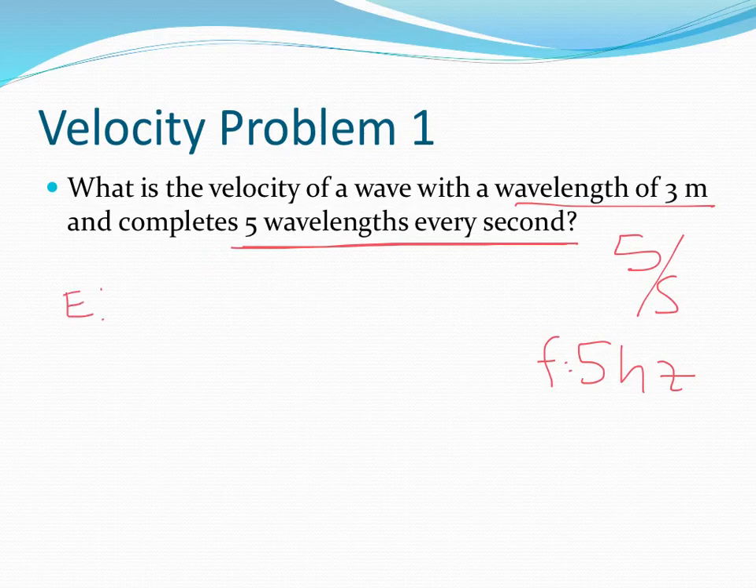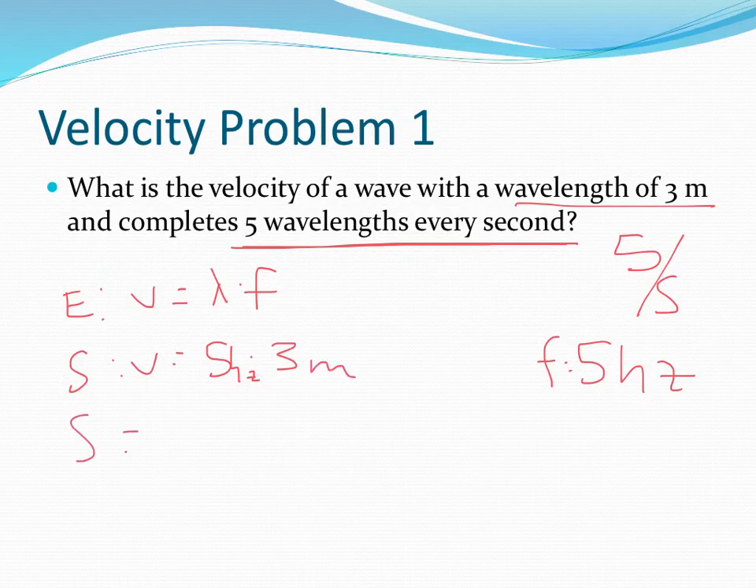So if we use SI units, we have velocity equals wavelength times frequency. Velocity is going to equal 5 times 3, and that's going to be hertz times meters, and that's going to become 15 hertz meters, or you can rearrange that just a little bit and do meters times 1 over seconds, which is going to become 15 meters per second. Just so you can see those units work out.